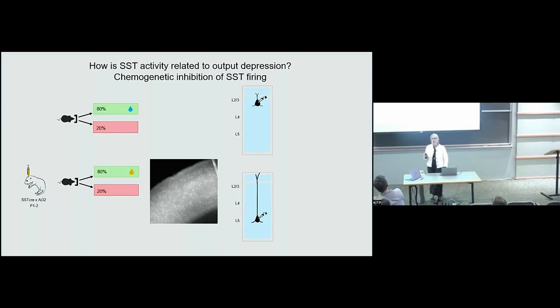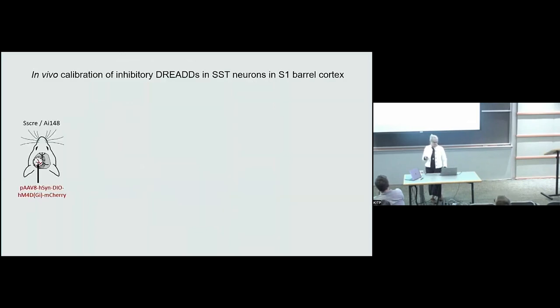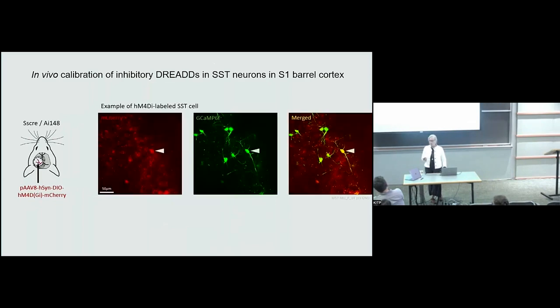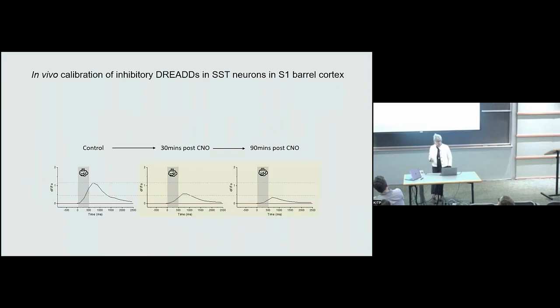Now we know that this CNO is sufficient in order to suppress the activity of somatostatin cells, because in vivo, when we transduce with hM4Di and give the animals CNO, we're looking at calcium transients in somatostatin cells before and after CNO administration, and what we see is that the somatostatin cell activity is suppressed. In this case, this is an acute delivery of CNO, so that activity goes down, and then it will slowly recover.